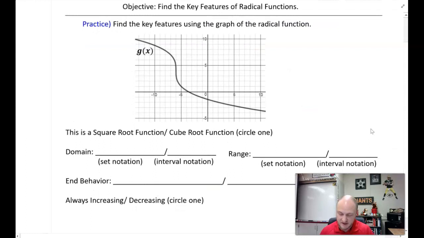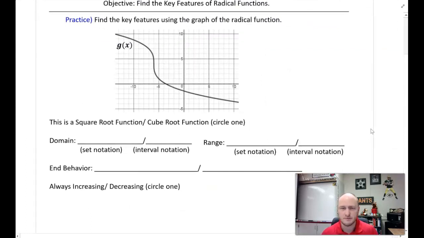Pause the video, give this one a go, and I'll reveal the solutions here. All right, here are the solutions.